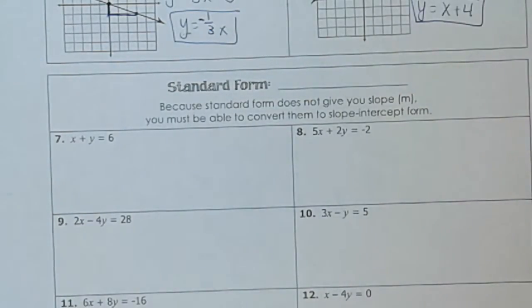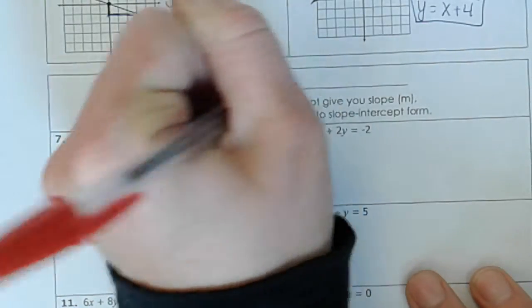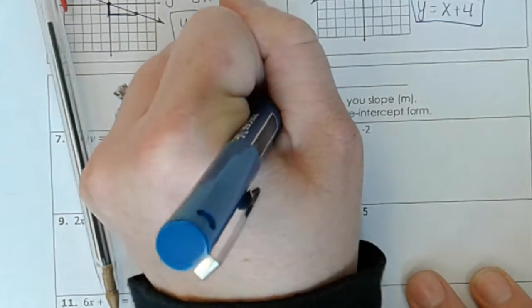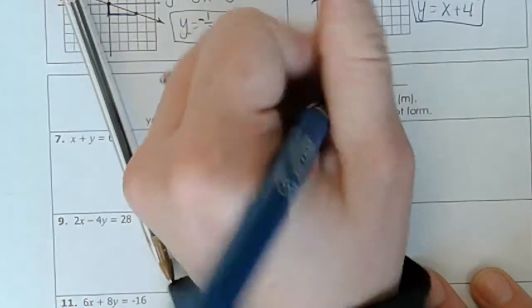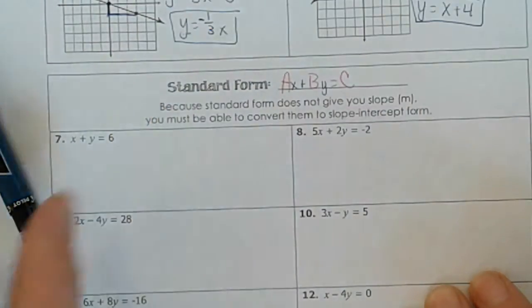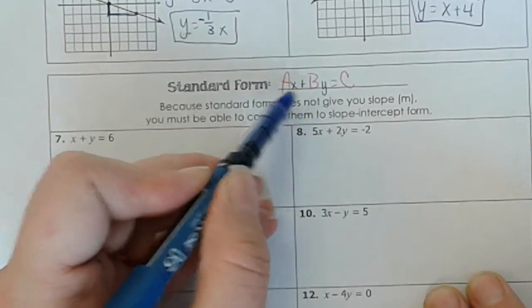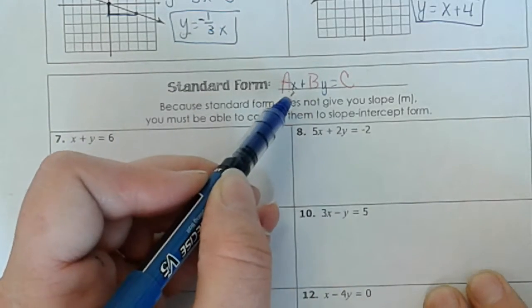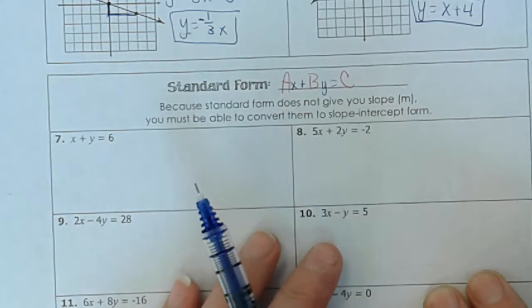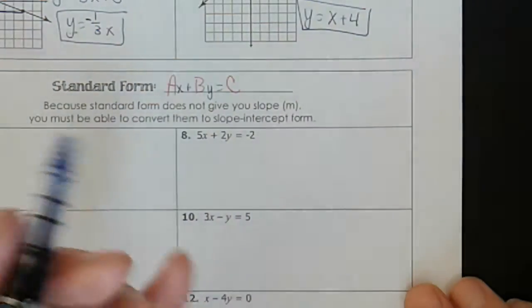All right, so we talked about standard form a little bit in another video, but standard form is this form, ax plus by equals c. And again, when you see an equation in standard form, all of these red letters are going to actually be numbers, and you're going to see the x and the y still. So let's talk about the rules for standard form again.